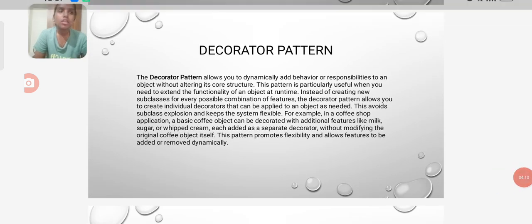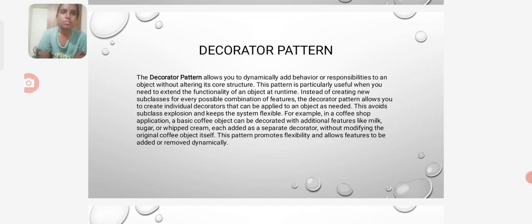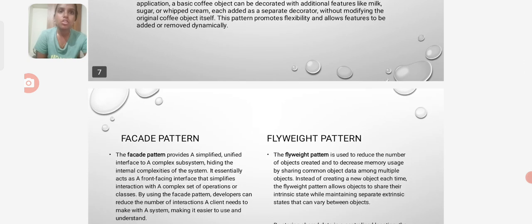Decorator pattern. The decorator pattern allows you to dynamically add behavior or responsibility to an object without altering its core structure. This pattern is particularly useful when you need to extend the functionality of an object at runtime. Instead of creating new subclasses for every possible combination of features, the decorator pattern allows you to create individual decorators that can be applied to an object as needed. This avoids subclass explosion and keeps the system flexible. For example, in a coffee shop application, a basic coffee object can be decorated with additional features like milk, sugar, or whipped cream added through separate decorators without modifying the original coffee.